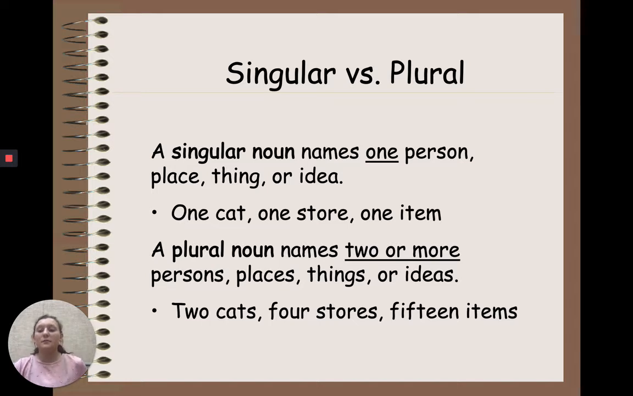So next we have a plural noun, and a plural noun is opposite of a singular noun. So a plural noun names two or more persons, two or more places, two or more things, or two or more ideas. So 2 cats, 4 stores, 15 items are all examples of plural nouns.